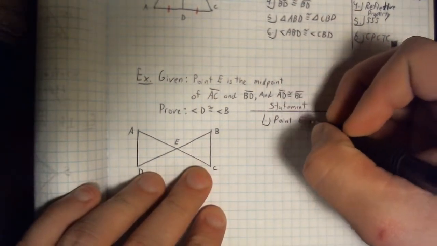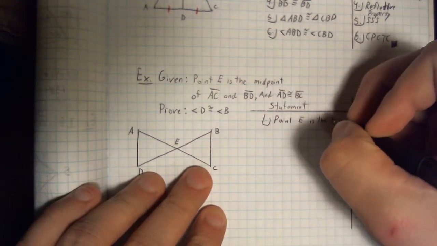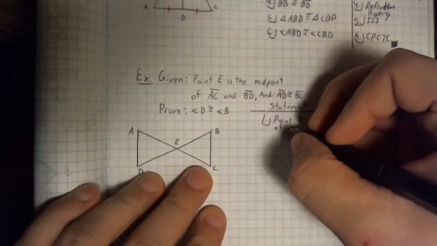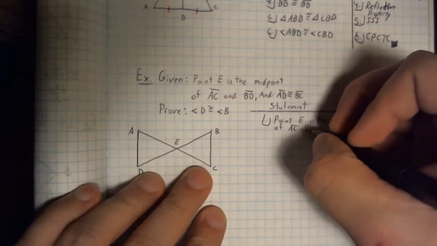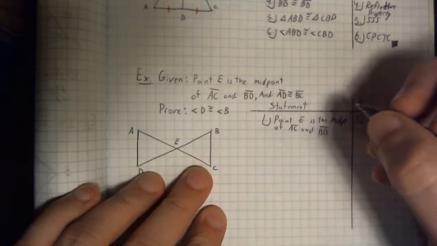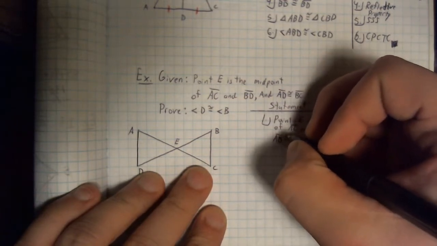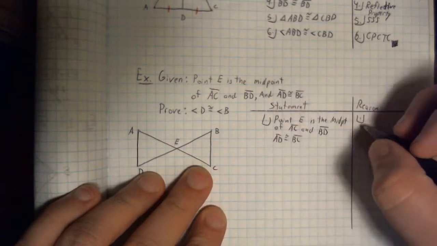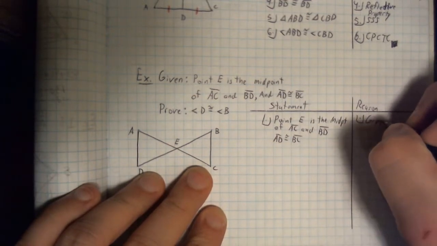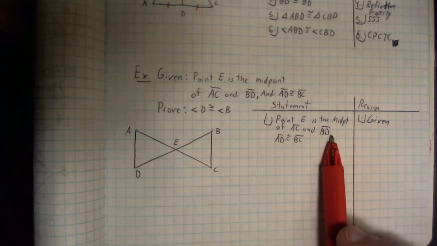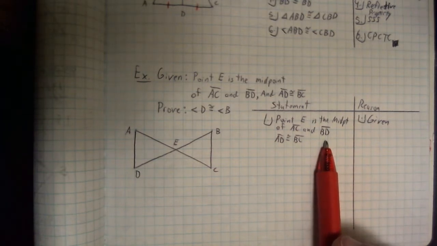Point E is the midpoint of AC and BD, and AD is congruent to BC. That was all given. Well, let's take a second to mark. Point E is the midpoint of AC and BD. It did not say specifically anything congruent.